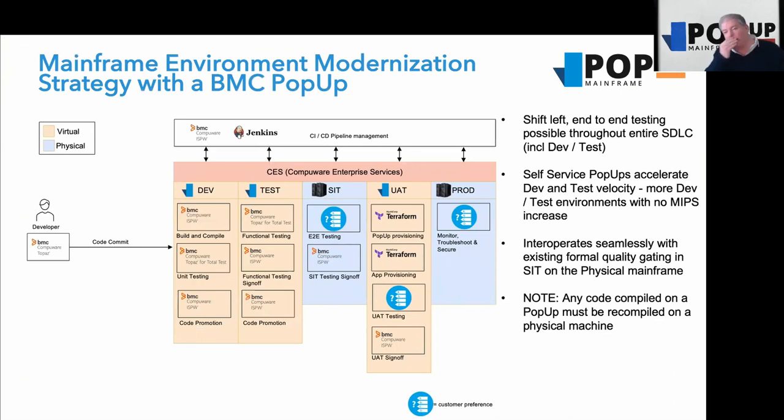And in terms of what we end up with, we have the ability to spin up a pop-up mainframe instance. So all of the orange environments that we see on this slide are ultimately pop-up mainframe instances. The blue environments are physical mainframes that we're integrating with on this DevOps pipeline.